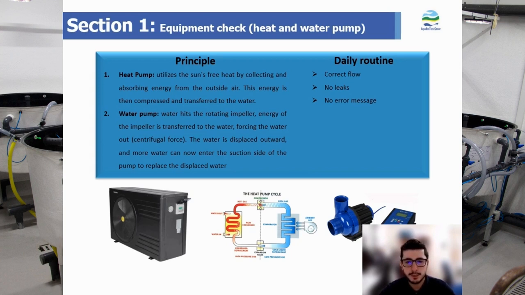In the water pump, water hits the rotating impeller, so the energy of the impeller is transferred to the water, forcing the water out by the centrifugal force. The water is displaced outwards, and more water can now enter the suction of the pump to replace the displaced water. The daily routine activities are mainly to check the correct water flow, the absence of leaks, and no error message shown in the control unit.